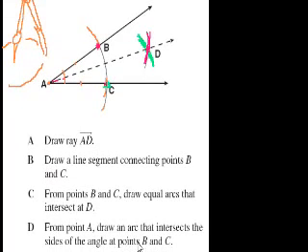From point A, draw an arc that intersects the side of the angle at points B and C. Yeah, that's what we said. That was the first step. Put your pivot here and use your pencil to draw this arc, and you say, okay, this point and this point. So that would be the first step, D.